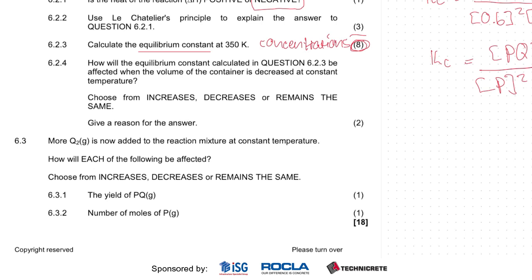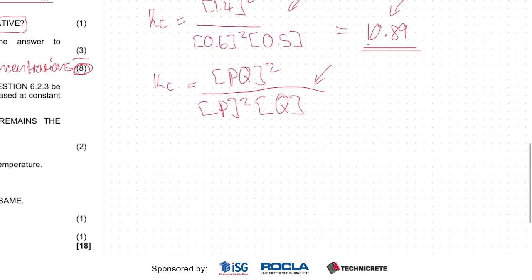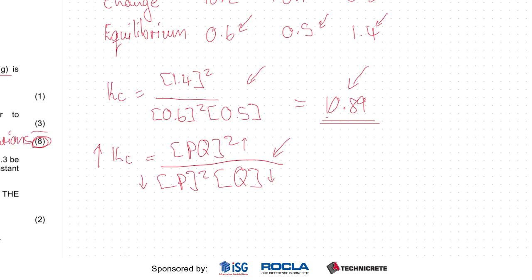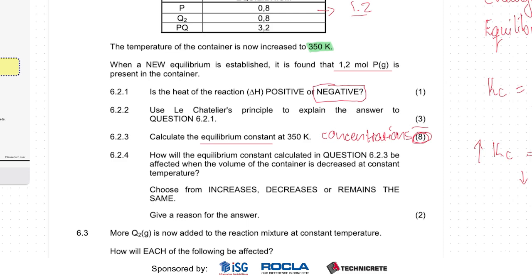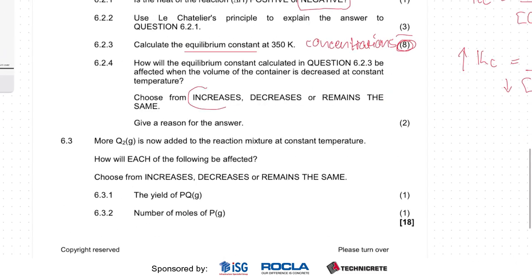How will the equilibrium constant be affected? So they want us to relate that in terms of the equilibrium. Okay, so if there's a shift to the right, that means the equilibrium constant will increase. Because if you look at this equation here, if the concentration of PQ increases and the concentration of Q and P decrease, the value of Kc will increase. So it'll be a bigger number than 10. It might be like 12 or 14 or something. So you can see that, and then here you just say increases, and that's an easy 2 marks.